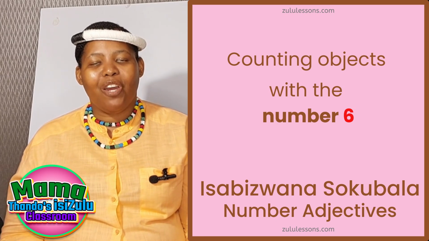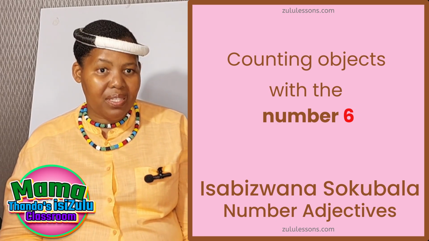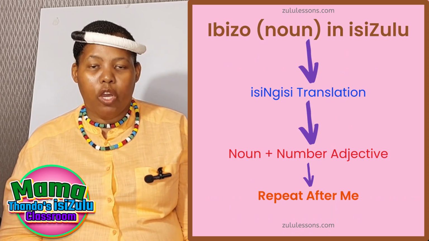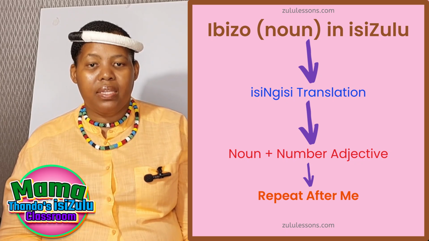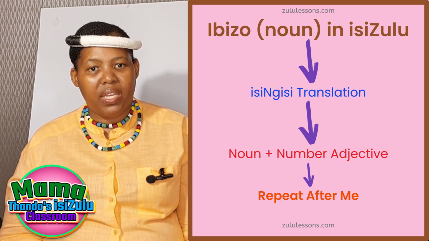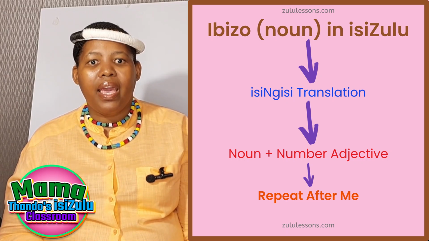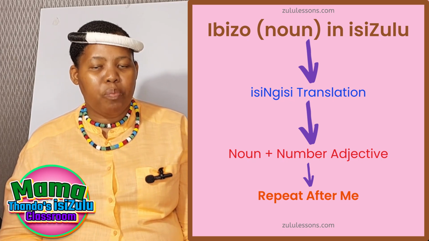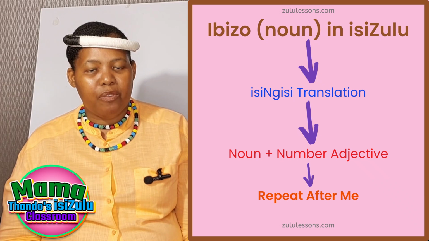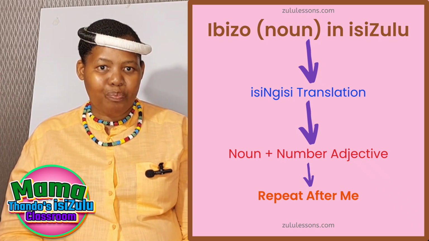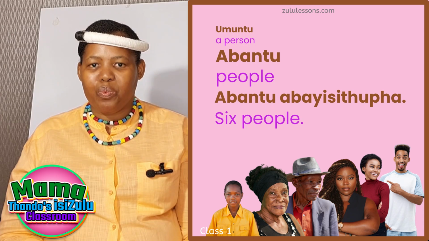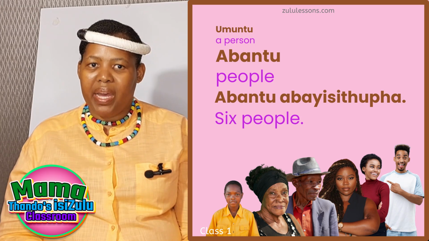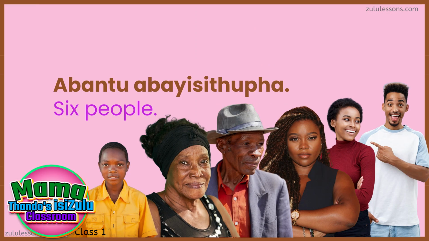And so let us now get on to counting different objects in isiZulu. I will give you the noun, the object we are counting in isiZulu, then translate it into English, isiNgisi. And then I will tell you the phrase. The phrase will have the noun followed by the adjective, which is a number. Let's start. Abantu, people. Abantu abayisithupha. Now you try.